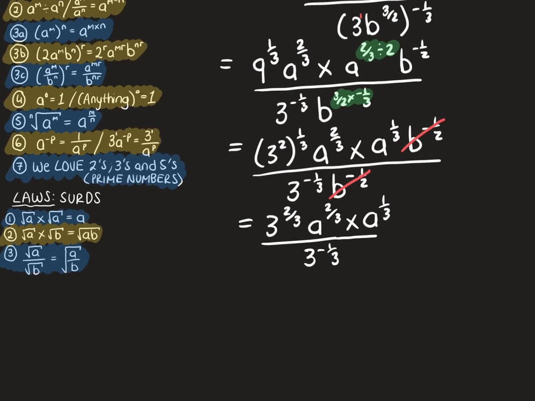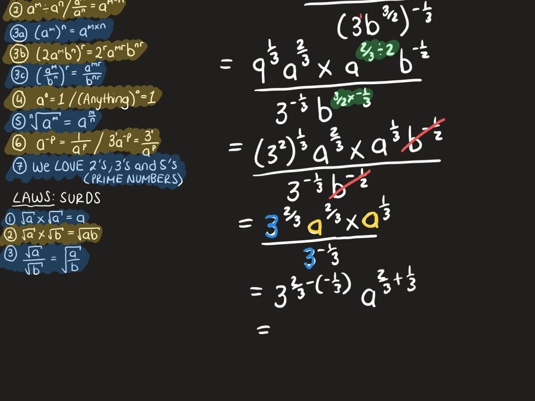Okay, great. Now we can start looking for like terms, okay? So we've got a set of like terms here. When I say like terms, they have the same bases, which allows us to use our laws. And then we've got an a and an a. So for the threes, we are dividing. So when we divide values of the same base, guys, what do we do? We minus the exponents. And when we are timesing values of the same base, in the case of the a's, we add exponents.